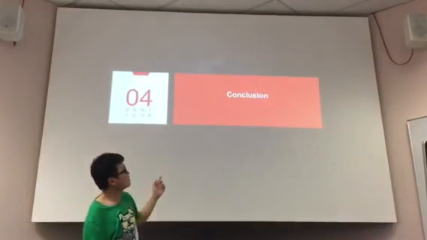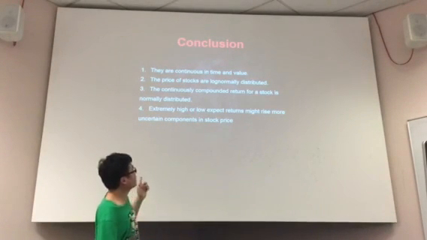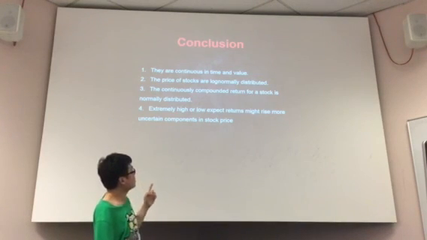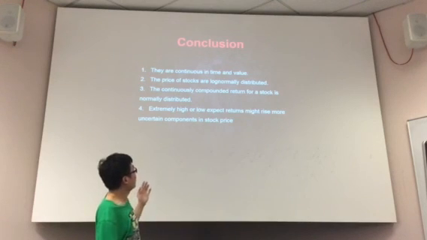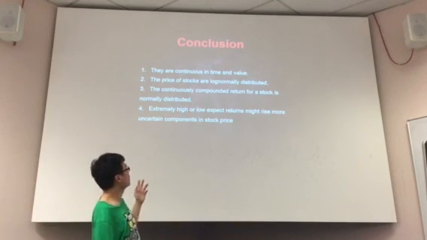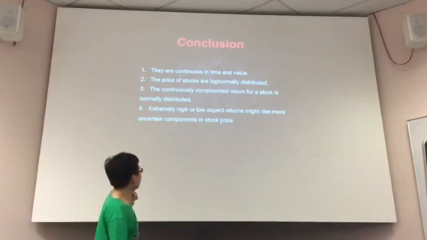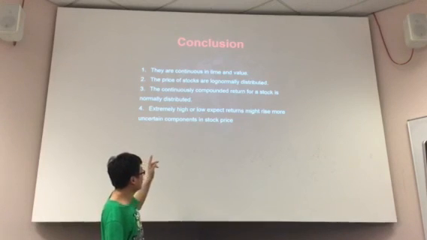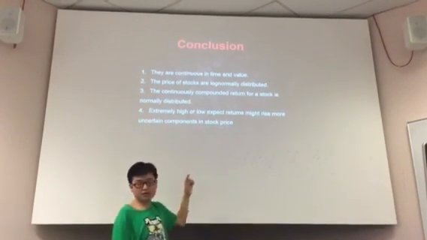So overall, the conclusions are: first, the prices are continuous in time and value. Second, the prices of stocks are normally distributed. Third, the continuously compounded return for stock is normally distributed, which is a U curve. And finally, for the discussion, extremely high or low expected returns might come with more uncertain components in the stock price.